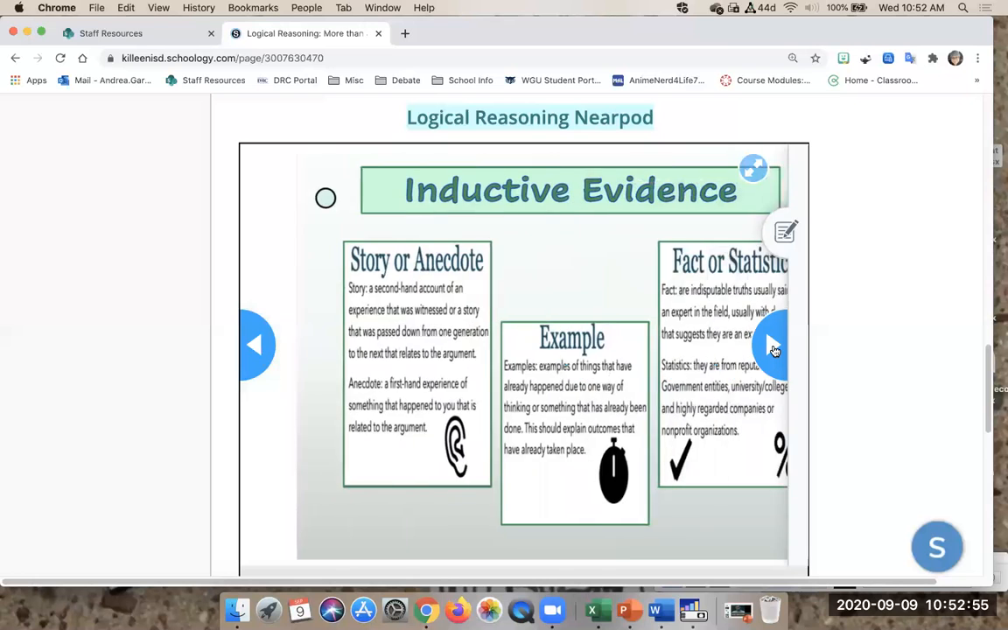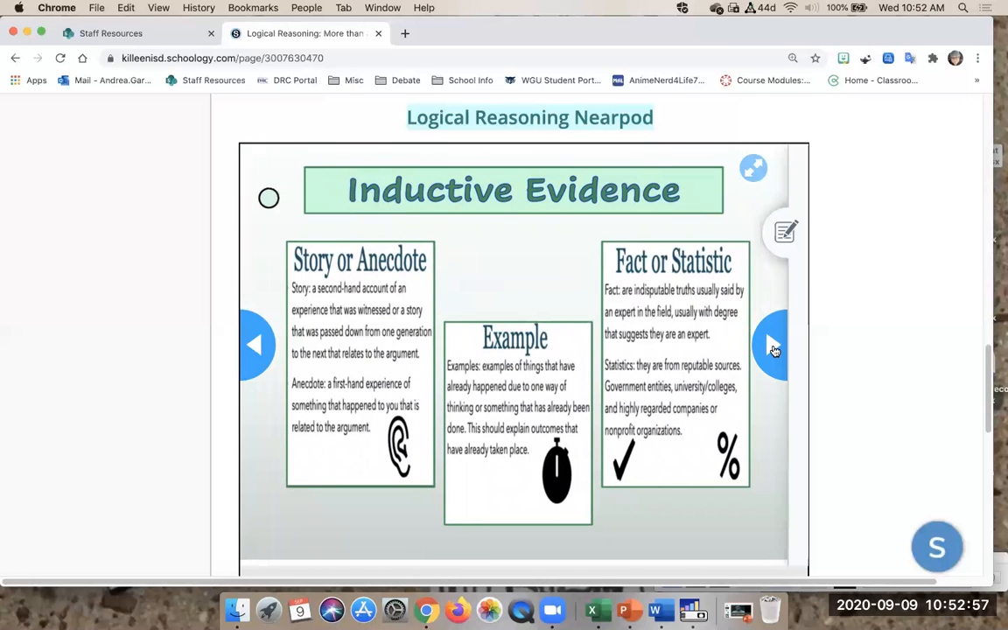Okay. So types of inductive evidence. You've seen this before. I've just kind of cut it apart. There's a story or antecedent, an example, or fact or statistic. And again, a statistic is basically a fact with numbers. This tends to have more strength to it than these two.